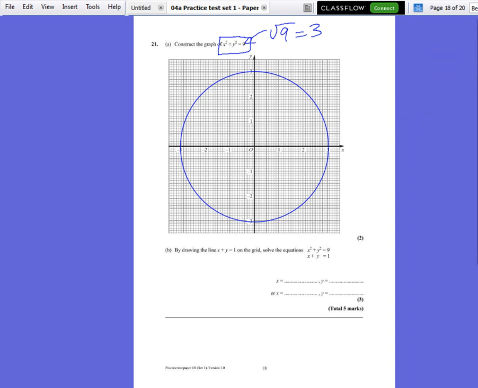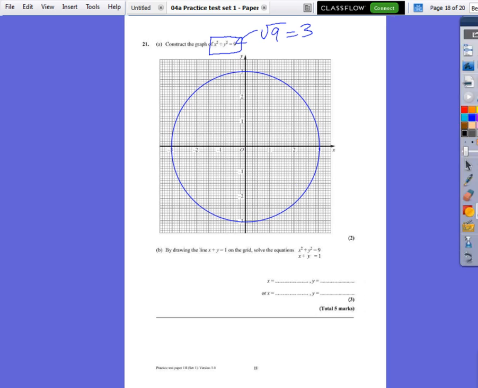It then says, by drawing the line x plus y equals 1 on the grid, solve the equations x squared plus y squared equals 9 and x plus y equals 1. Well, to get the line x plus y equals 1, that means we need coordinates where x plus y is 1. So if we went through 1 and 1, and obviously carry that on all the way down here, and also, again, we will carry on the other way, all the way up here. That's where our line would be, as straight and as accurate as you possibly can.